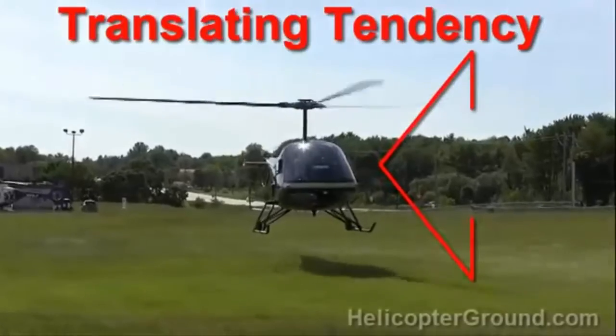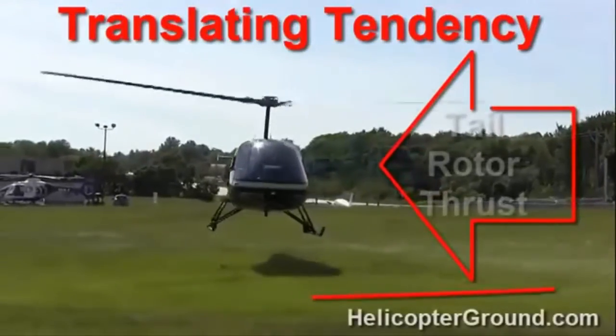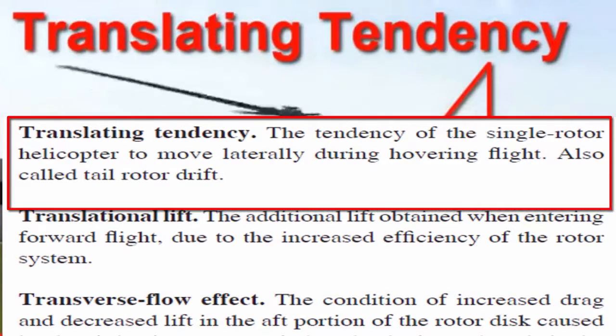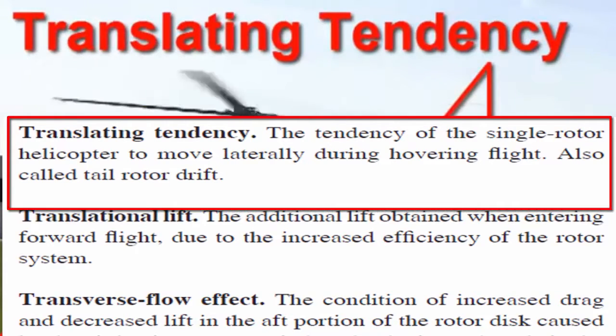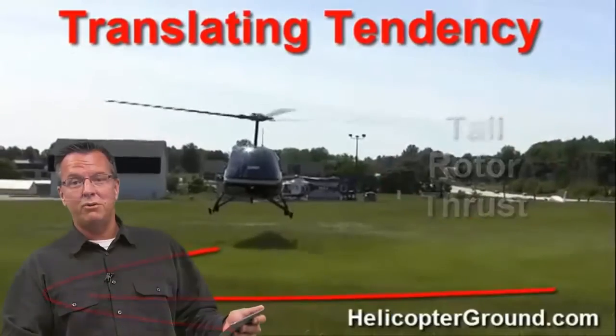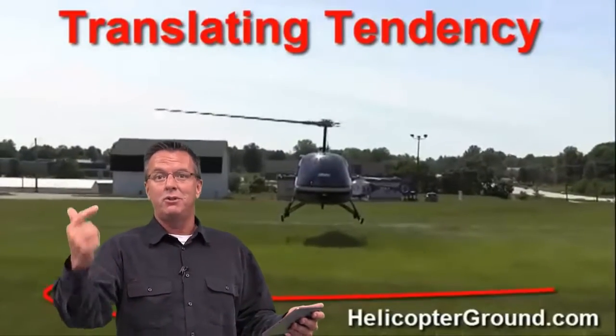What is translating tendency? Your textbook definition right out of the Helicopter Flying Handbook: the tendency of a single rotor helicopter to move laterally during hovering flight, also called tail rotor drift. It's one of the three T's that everybody screws up: effective translational lift, transverse flow effect, and translating tendency.